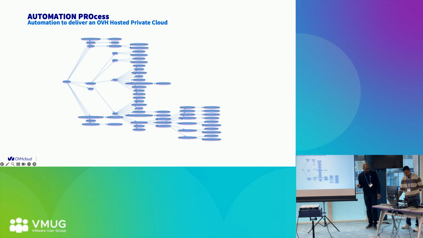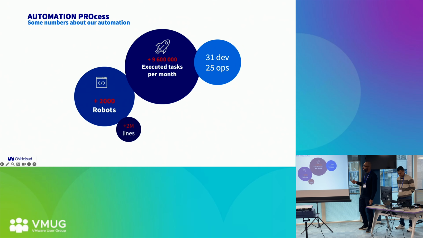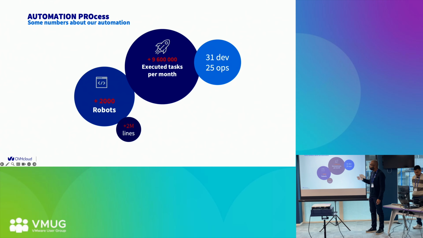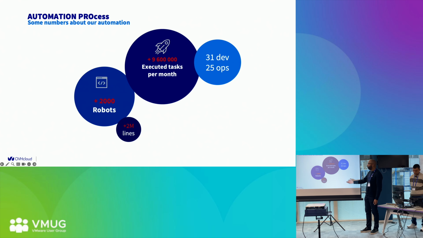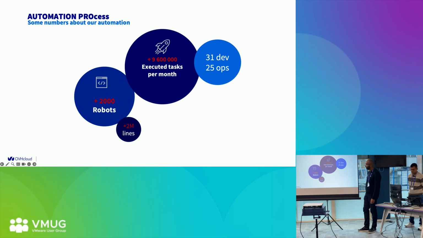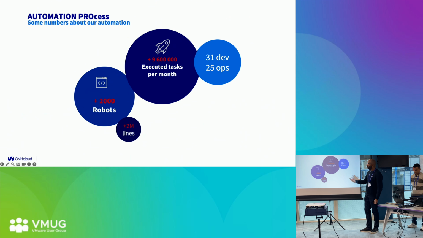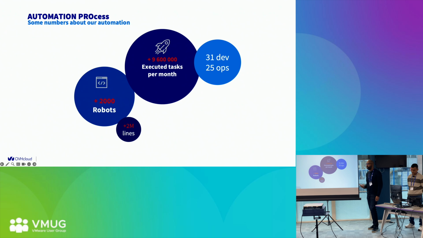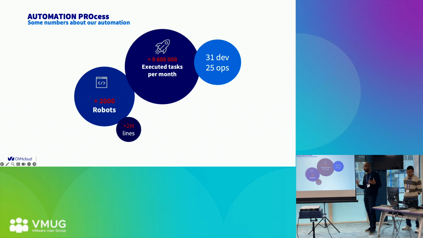So we have something like 9 million tasks a month. We've got 2,000 robots, 2 million lines of code. I'm not even sure if that's completely correct, 31 devs, 25 ops. But you can see there's so much that goes on in the background for us, with coding and making sure we have the right scripts, etc.